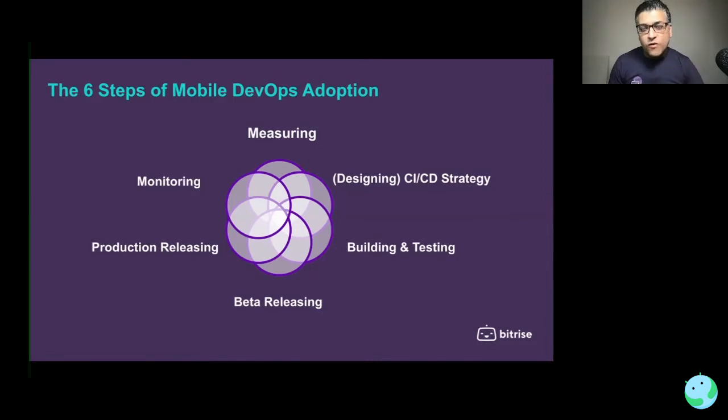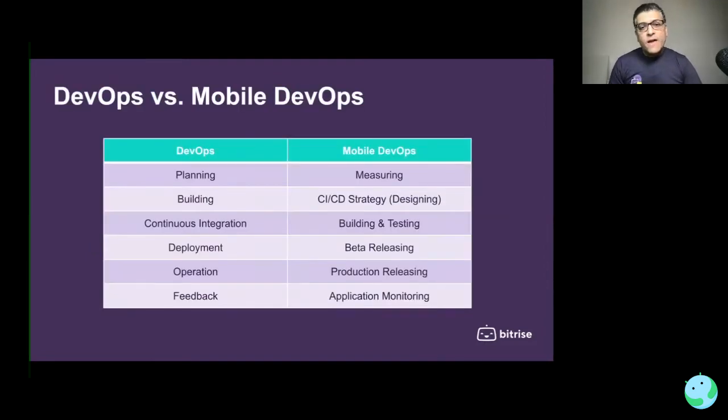So these are the 6 steps of mobile DevOps. And for mobile DevOps, we have different things, different tools and processes, because normal DevOps, as I mentioned at the beginning, for the backend or website, does not include beta releases or production, and maybe monitoring is totally different, because we are targeting and monitoring different things in mobile applications. So here's a comparison between DevOps and mobile DevOps.